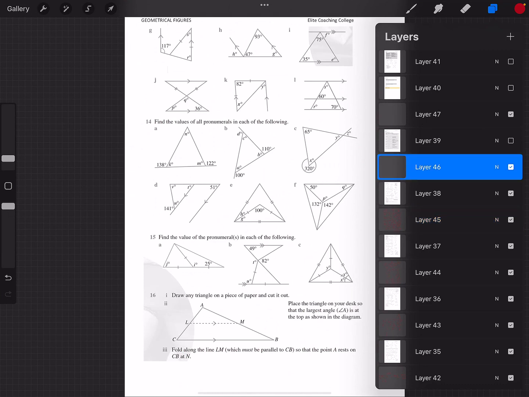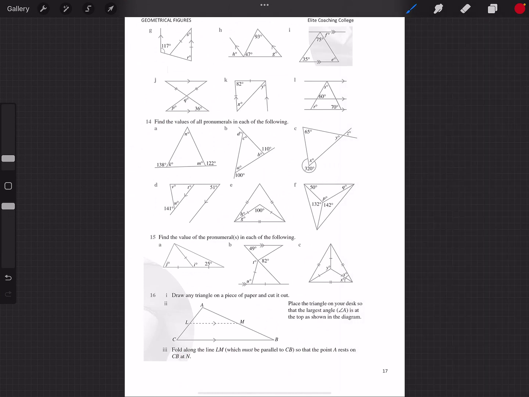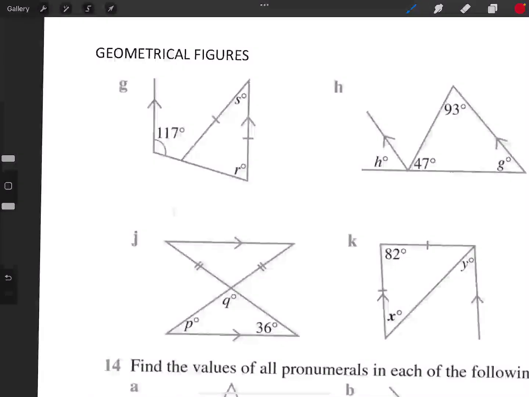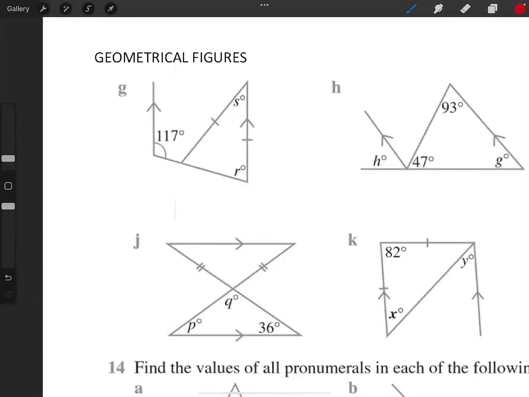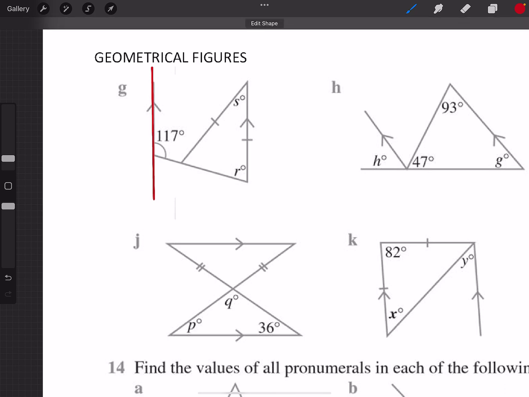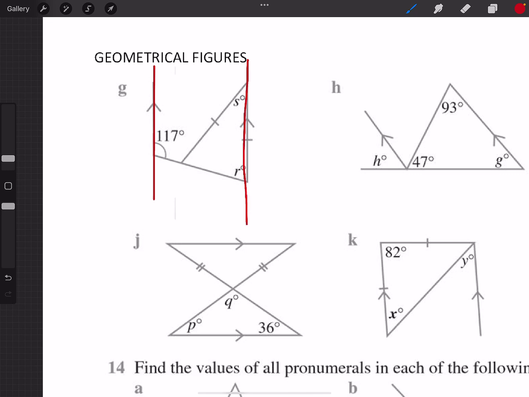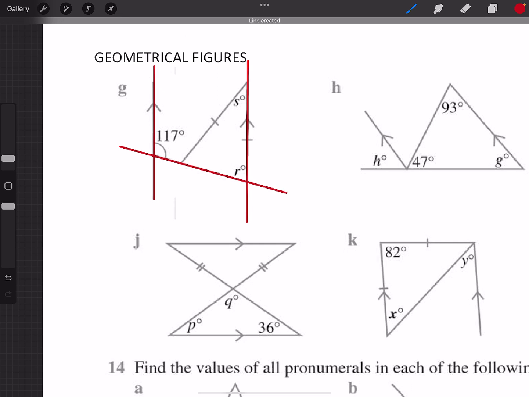Next page. Okay, this is the last page of this homework. Now let's have a look at this one. What are we gonna do? Let me think. Okay, we got two parallel lines. And you have a transversal line, which means that this is obtuse and this is acute.